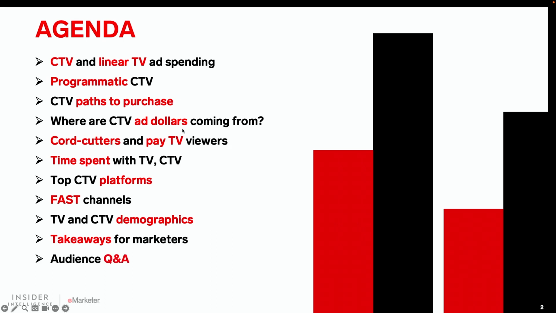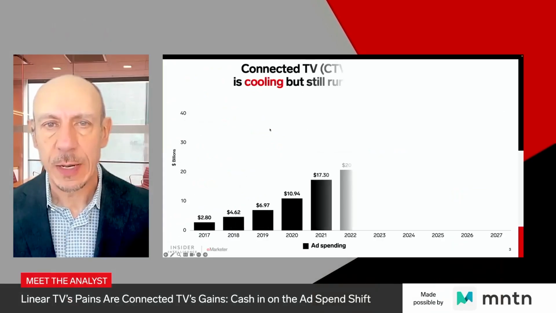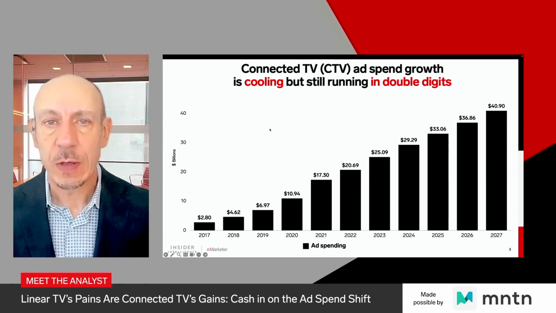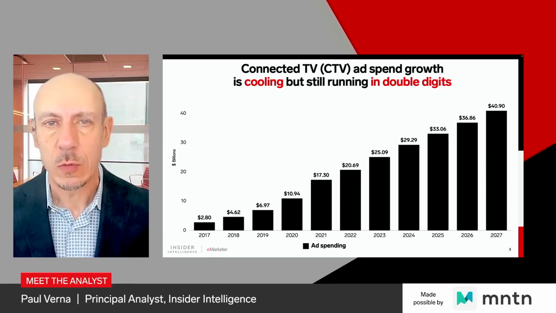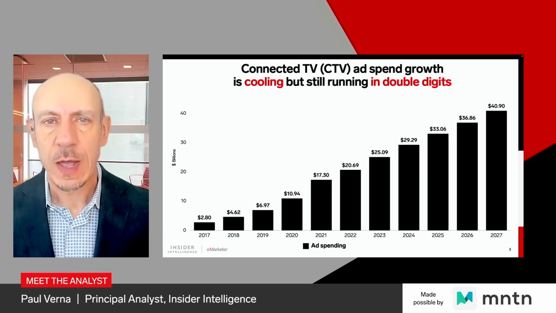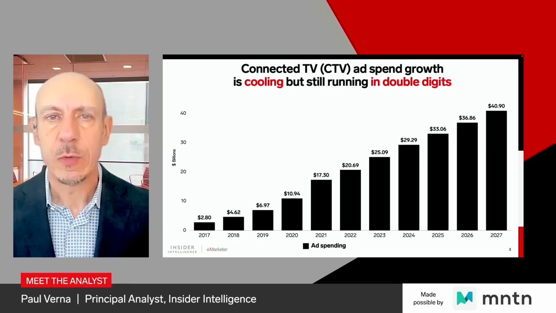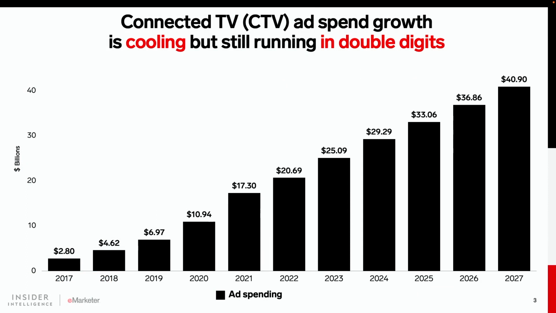So on that first agenda item, here's our long view of CTV ad spending. And this starts in 2017 when we started tracking CTV and goes all the way to 2027. So it gives you a good timeline of where the market was headed before the pandemic, what COVID did to it, and what we can expect in the next several years. So a few things jump out. During this time, we're going to see a more than 10x increase in spending.